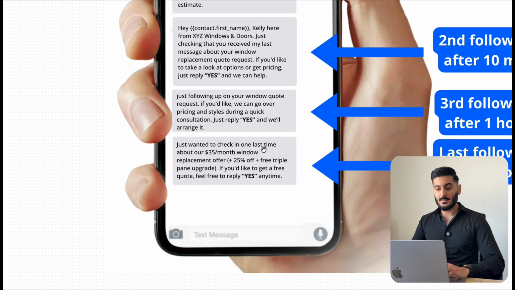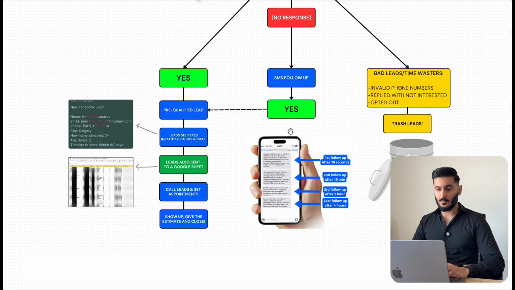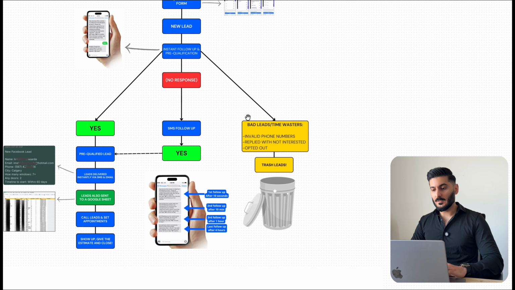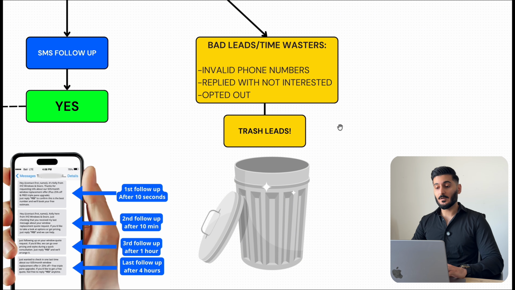Just wanted to check in one last time about our $35 a month window replacement offer. If you'd like to get a free quote, feel free to reply yes. And anytime during this back and forth, if they reply with a yes, boom, they go back in here. We count them as a pre-qualified lead. We send this information over to our end client. Now, for the leads that put an invalid phone number or just reply that they're not interested, they're going to go down the trash and our end client is never going to see them.